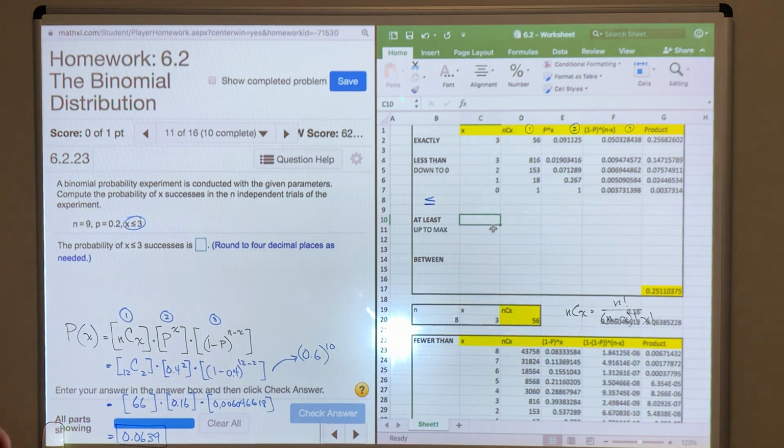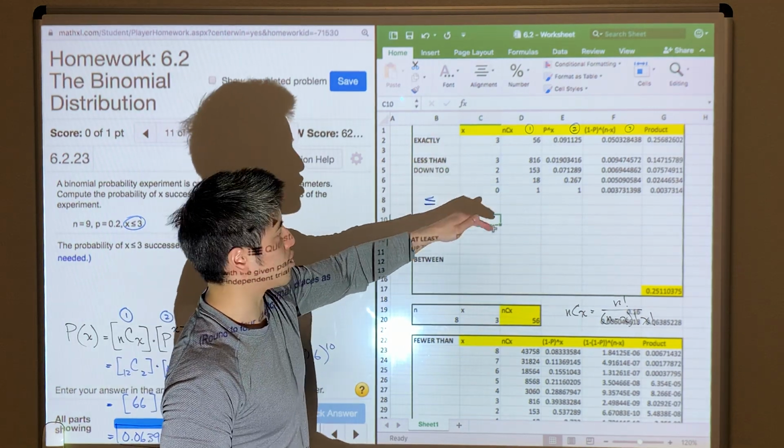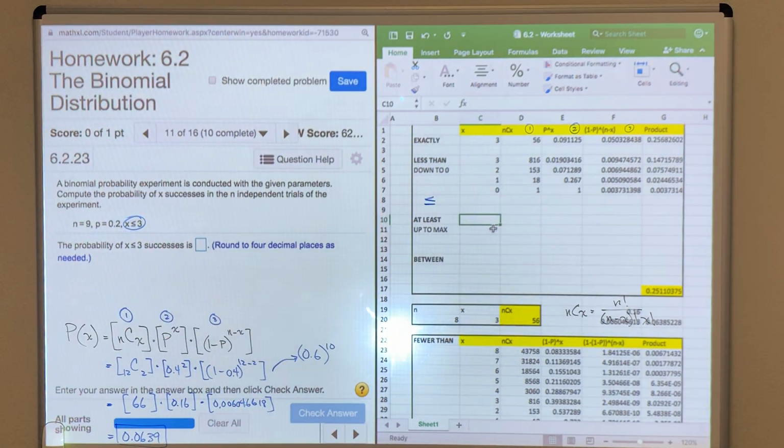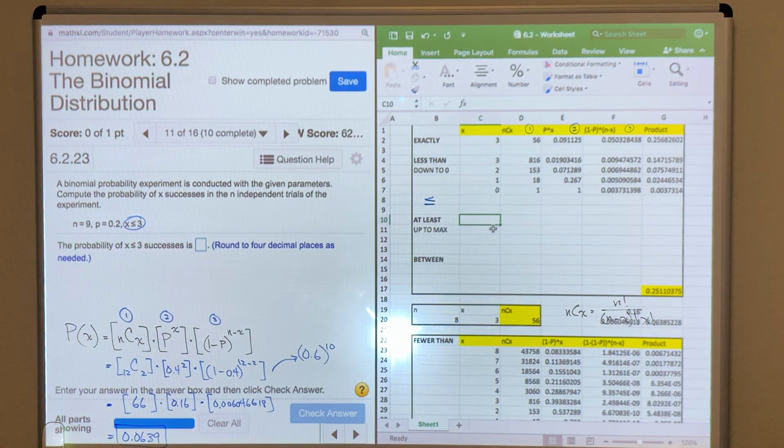If yours is a 4, you'd be 4, 3, 2, 1, 0. If it was a 5, it'd be 5, 4, 3, 2, 1, 0, and so on. So your less than might not be 3, 2, 1, 0. It all depends on what the inequality is that they give you.